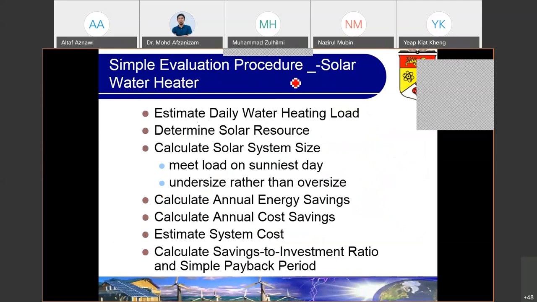Okay, so this one we just go straightforward. Simple evaluation procedure, the steps to calculate it. Let's look at this briefly: estimate daily water load, estimate water heating load, determine solar resource, calculate solar system size, with the load and the sunniest day, undersized, regularly oversized. Calculate annual energy saving, calculate annual cost saving, estimate system cost, calculate savings. So this is what we can refer to in order to predict and estimate the solar water heating system.